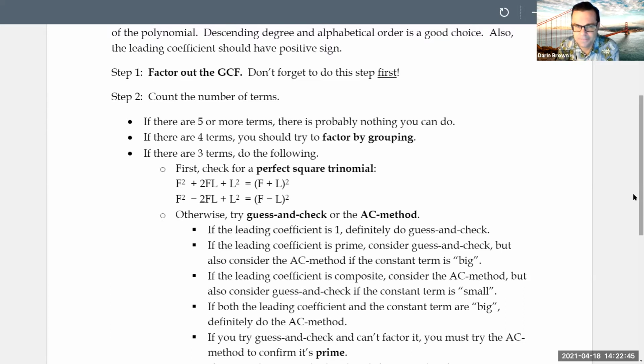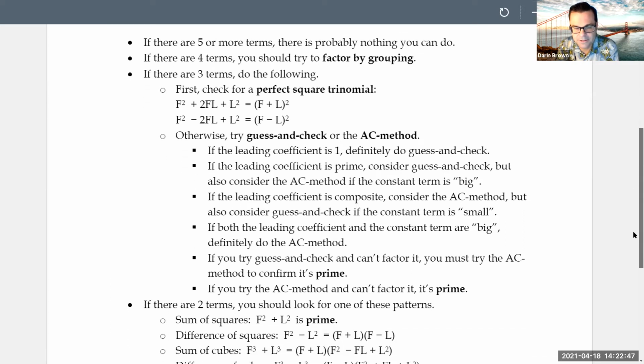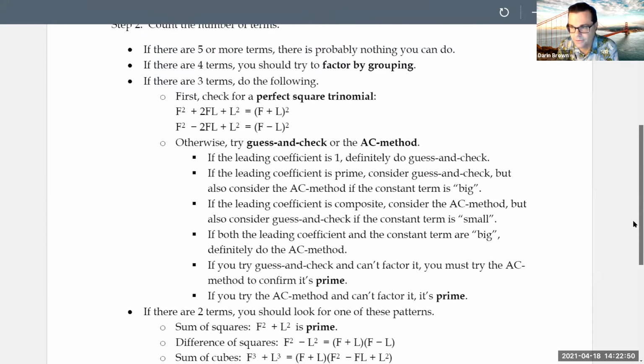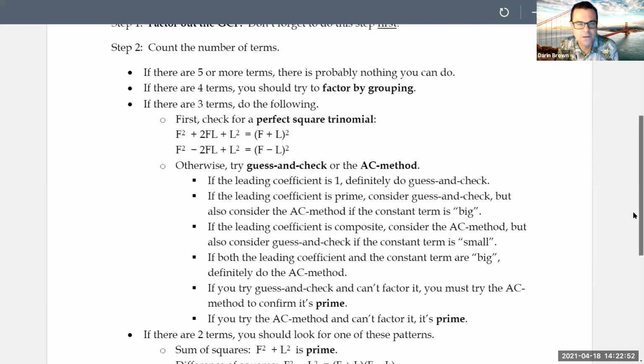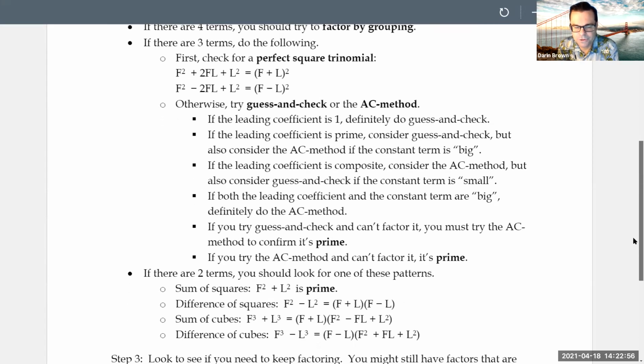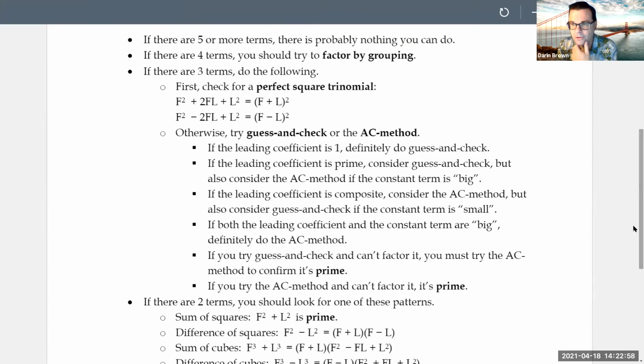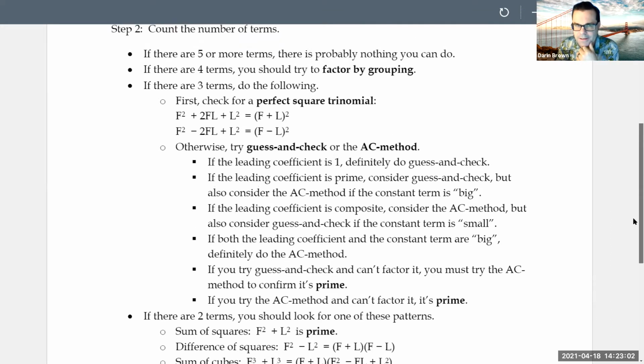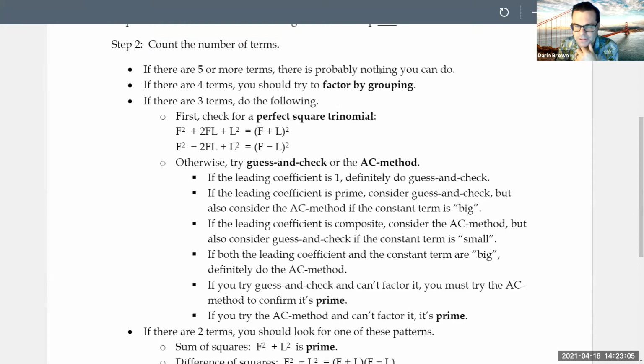The main step is step 2. You can see this is definitely the longest. It takes up the entire screen here. So this is the main step. It's based on the number of terms. So you are either looking at 2, 3, 4, or more than 4 terms. And really, if there's more than 4 terms, there's probably nothing you can do.